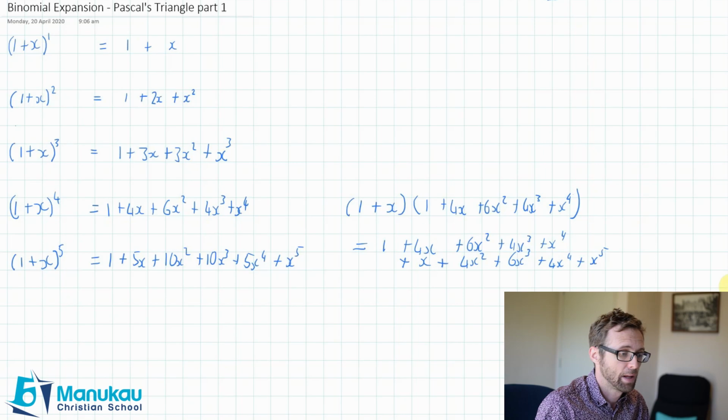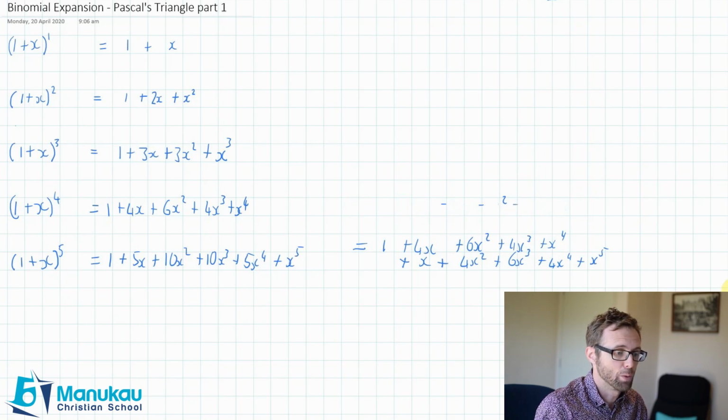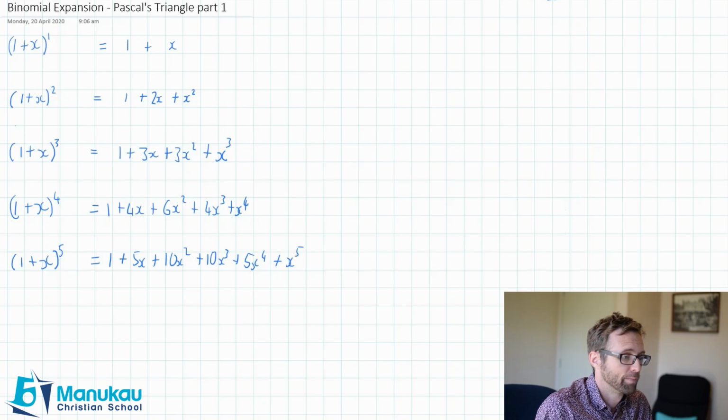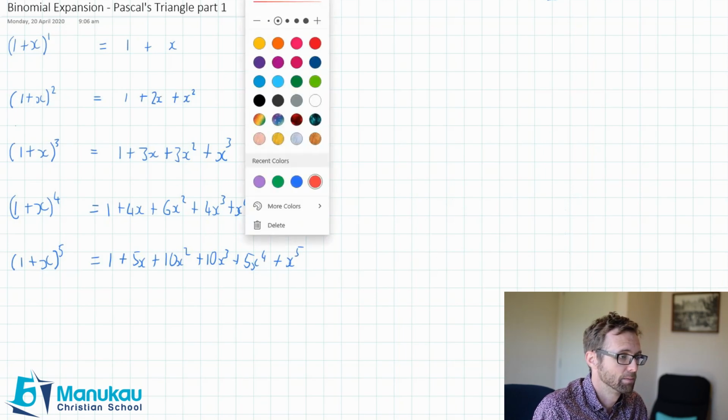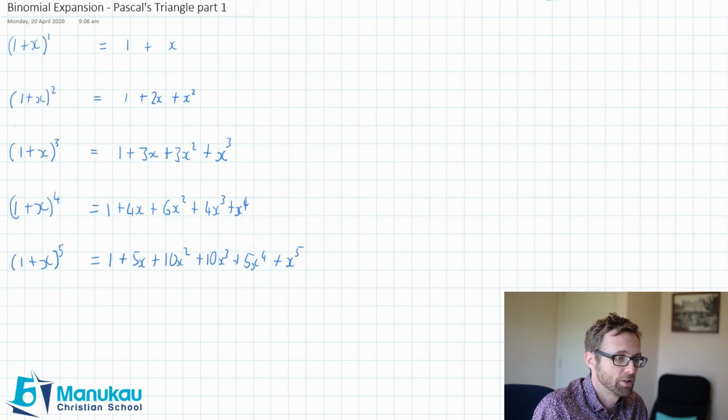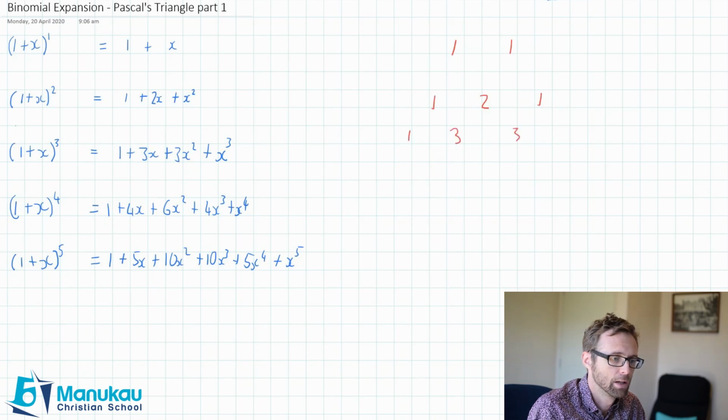Okay, now we're going to have a look at what we have done here and see if we can sense a bit of a pattern going on. So here our terms are 1 and 1. Here our terms are 1, 2, 1. Here we've got 1, 3, 3, 1.